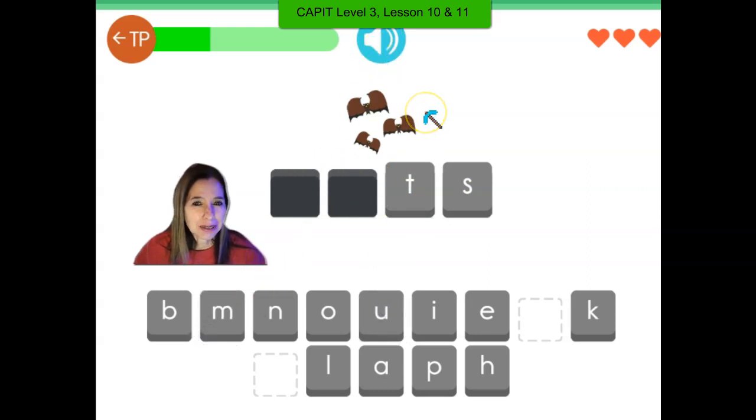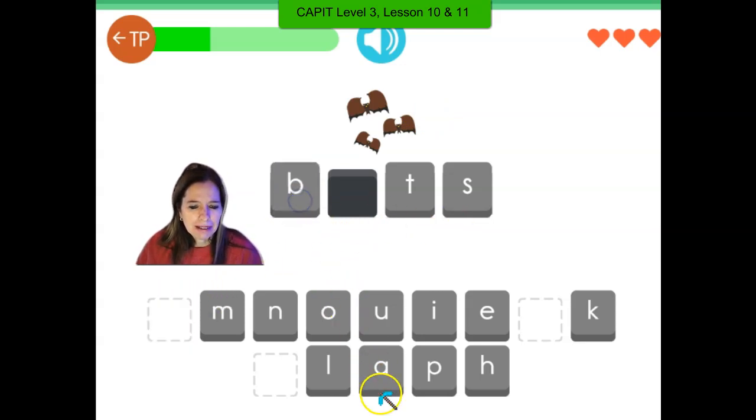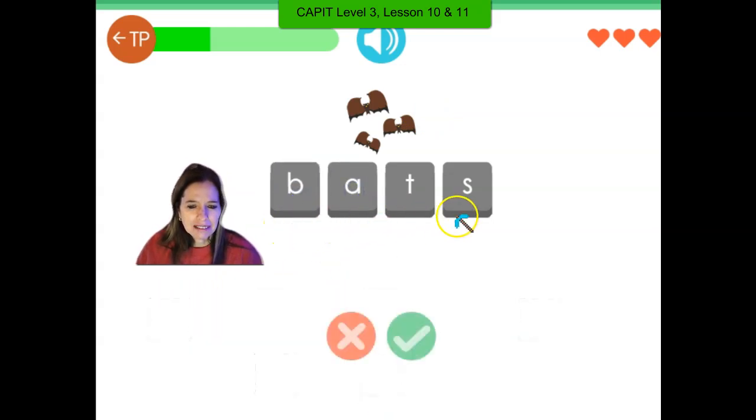I think I need those sounds. And I noticed, I learned this from you guys, you're getting really good at manipulating the phonemes or the sounds. I need bats. So here I need b, a, bats. What do you notice about this?